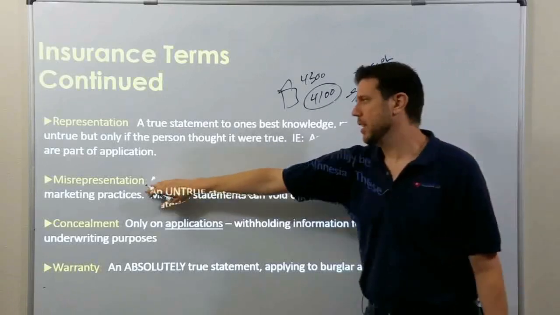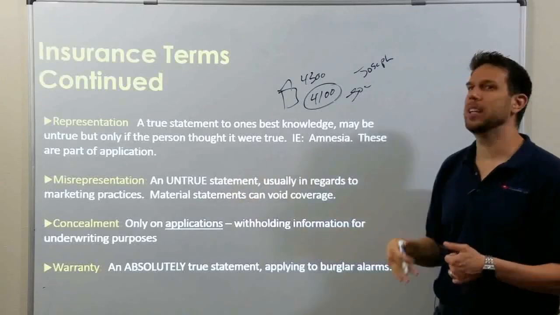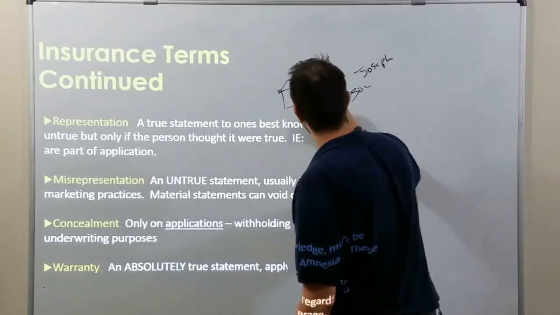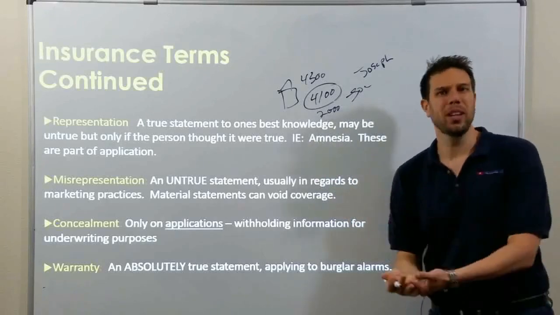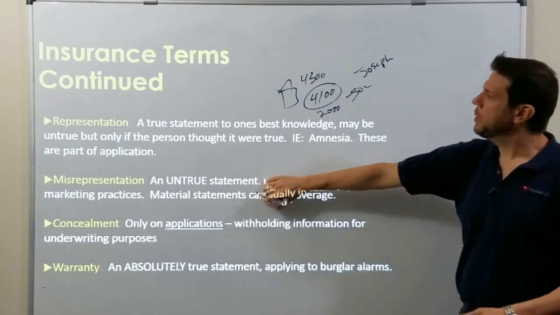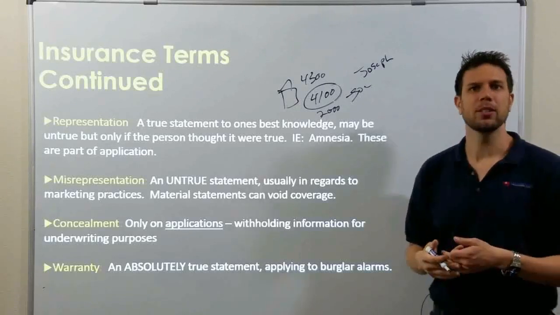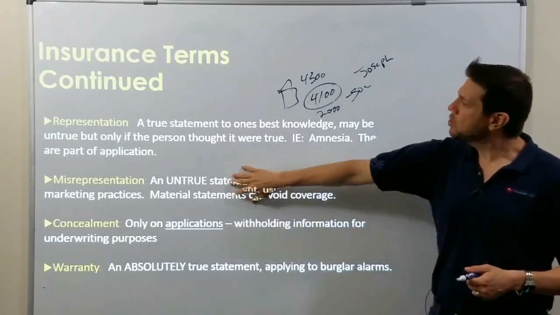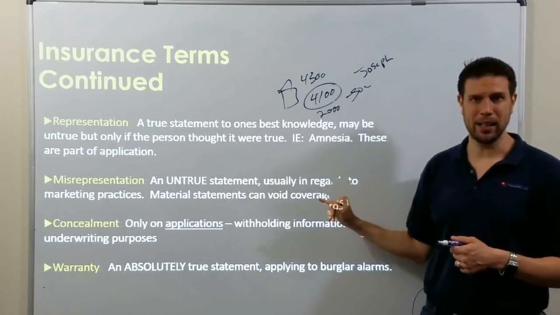A misrepresentation is a lie. Misrepresentations are intentionally untrue statements. That would be like you saying your house is 2,000 square feet when it was actually 4,100, and you knew you were lying, but you were trying to get lower insurance premiums. A lot of people misrepresent themselves in auto insurance through driving records, having too many speeding tickets, or having accidents. Misrepresentations, if they're material, can void the actual policy.